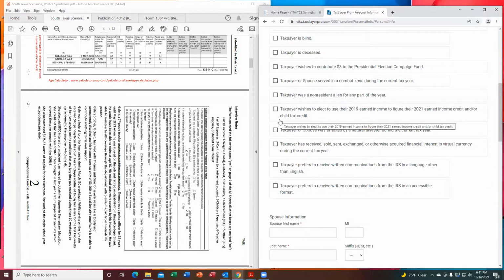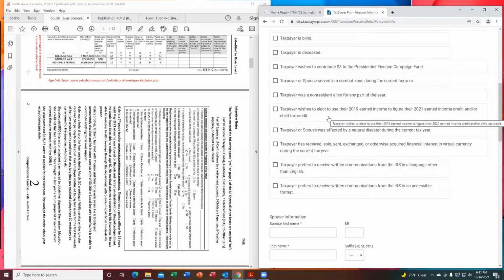Okay, some new questions appearing here: taxpayer wishes to elect to use their 2019 earned income to figure their 2021 earned income credit and/or child tax credit. In that video I mentioned about the enhancements, they touch on this. They emphasize that if this is the situation for the client, it's very important to have their previous tax return, or that they're a recurring client and you can access the information, because you need accurate information if this is what they're choosing to do.